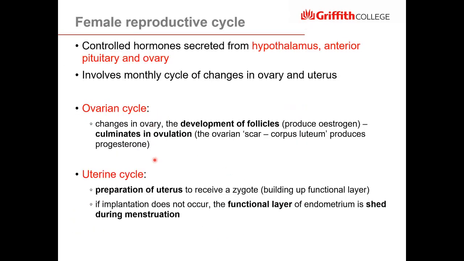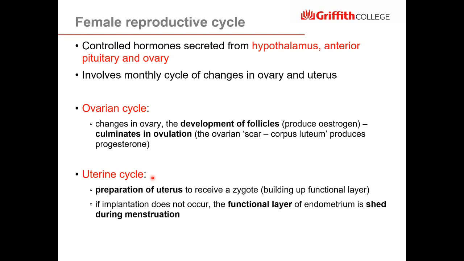What we also have, though, is the uterine cycle. Essentially, what is happening here is that the ovaries are developing and releasing that oocyte, that egg, to prepare for fertilization. The uterus is essentially like the home. So you're preparing for guests.